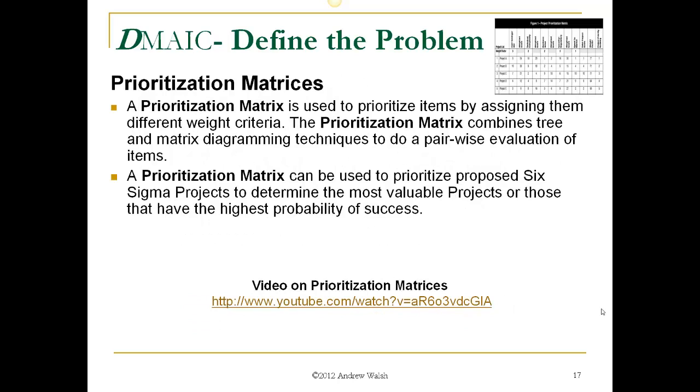Prioritization matrices. These are used to prioritize items by assigning them different weight criteria. The prioritization matrix combines the tree and matrix diagramming techniques to do a pairwise evaluation of items. They can be used to prioritize proposed Six Sigma projects to determine the most valuable projects, or those that have the highest probability of success. And again, there's a video.